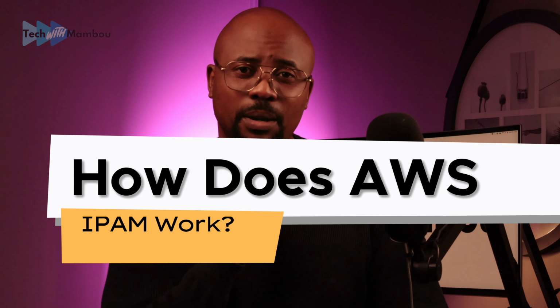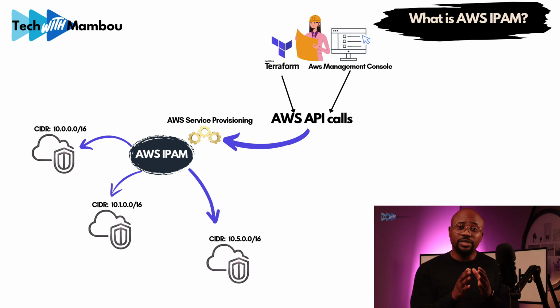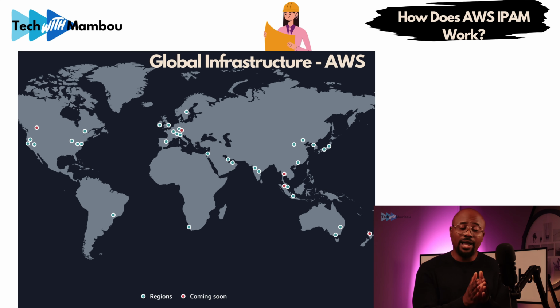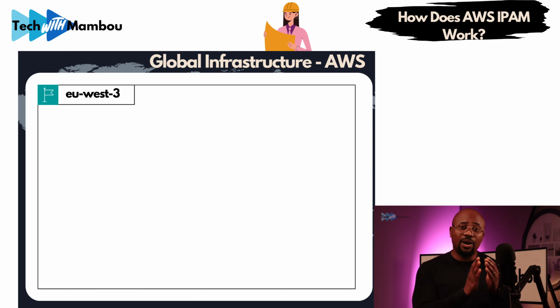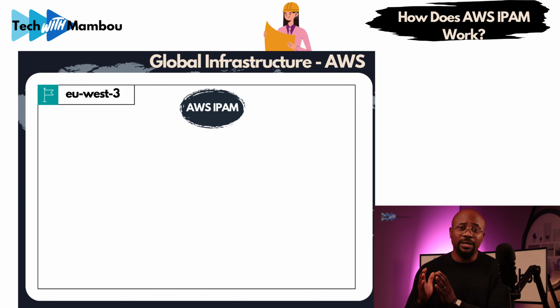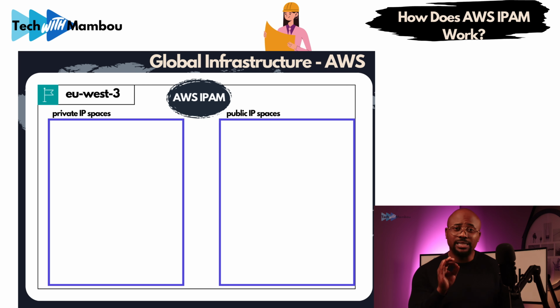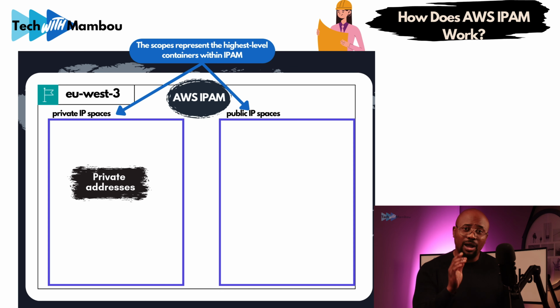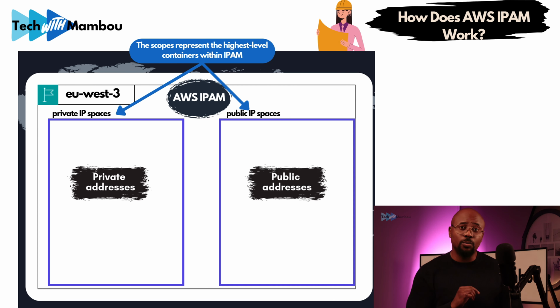How does AWS IPAM work, you might ask. To use AWS IPAM, you need to select a specific region where your IPAM manager will be deployed. When you do, IPAM automatically creates two default scopes, one for private IP spaces and another for public IP spaces. These scopes are critical as they represent the highest level containers within IPAM. The private scope manages private addresses, while the public scope is designed for public addresses.